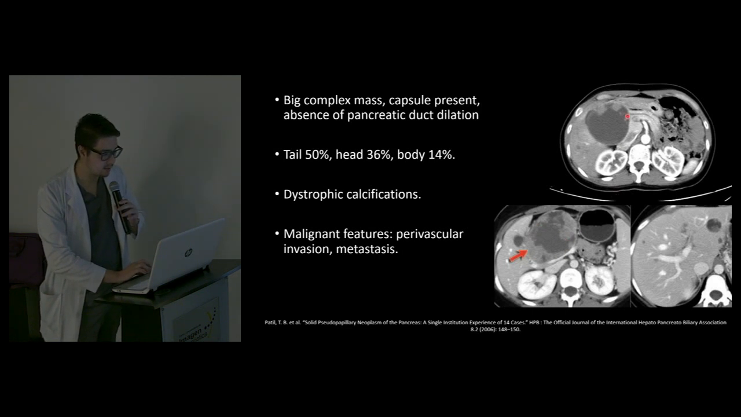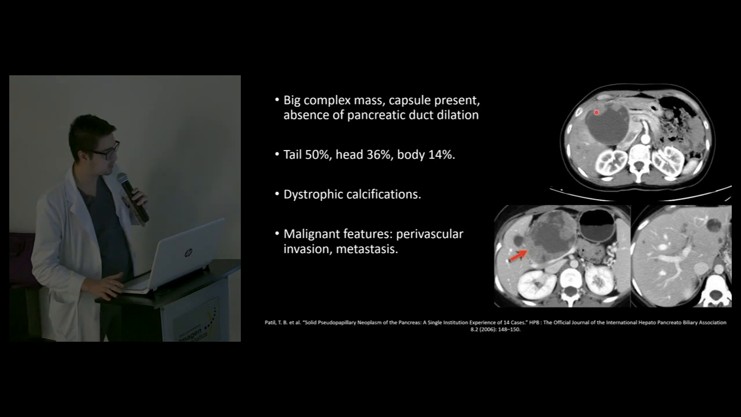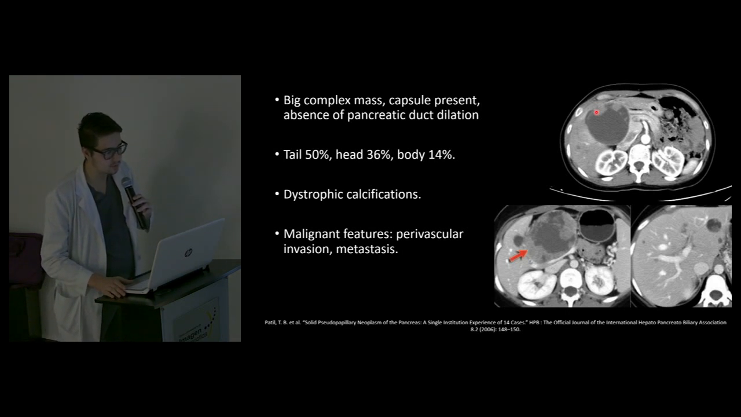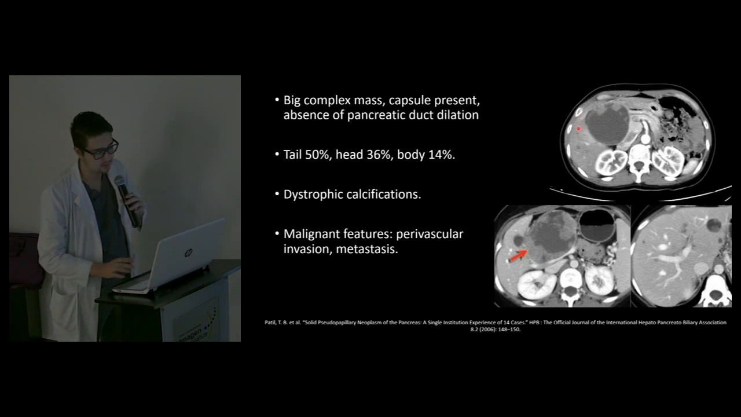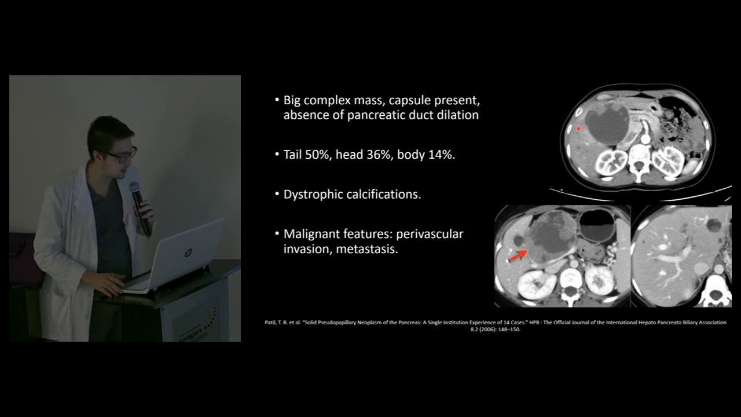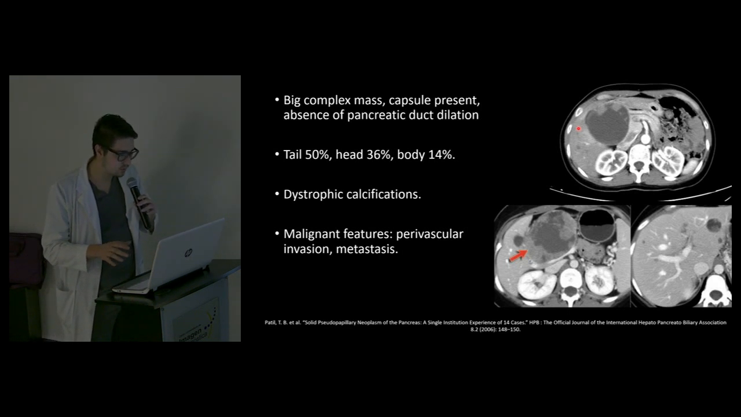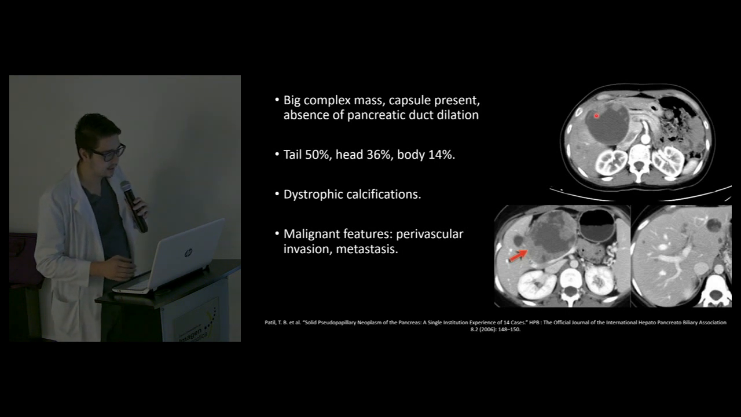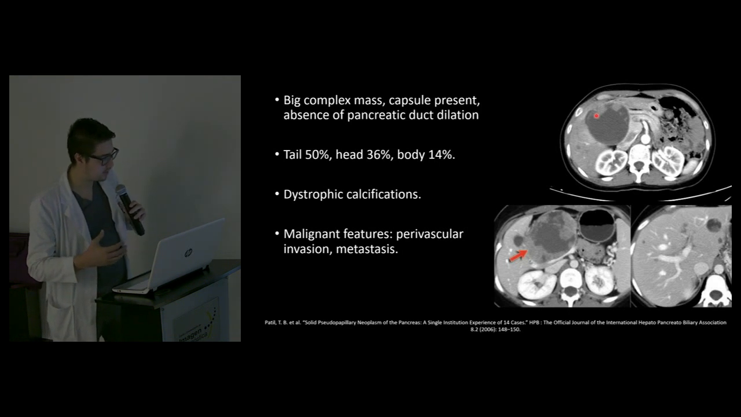These tumors are mainly asymptomatic. When they present with symptoms, the most common is abdominal pain. But due to their benign features, because they don't tend to invade, they usually are pretty big at diagnosis, with a mean size of 10 centimeters.